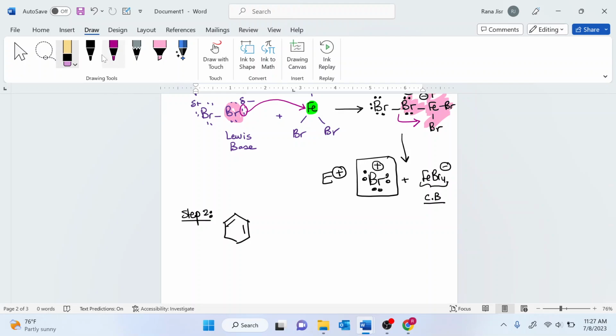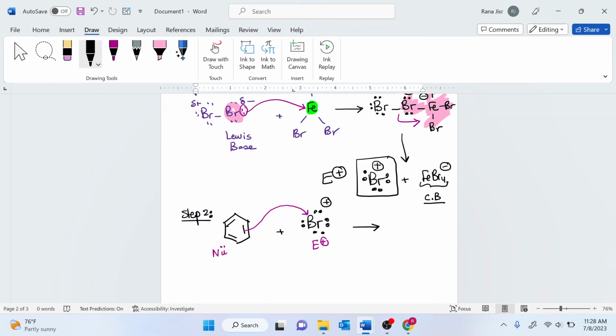So now I'm starting with my benzene, and I'm going to react the benzene with the electrophile. This is the difference in there. I'm not reacting the benzene with Br2, I'm reacting the benzene with an electrophile. So this is going to be my nucleophile, this is going to be my electrophile. Now the reaction is going to happen from the nucleophile towards the electrophile in there.